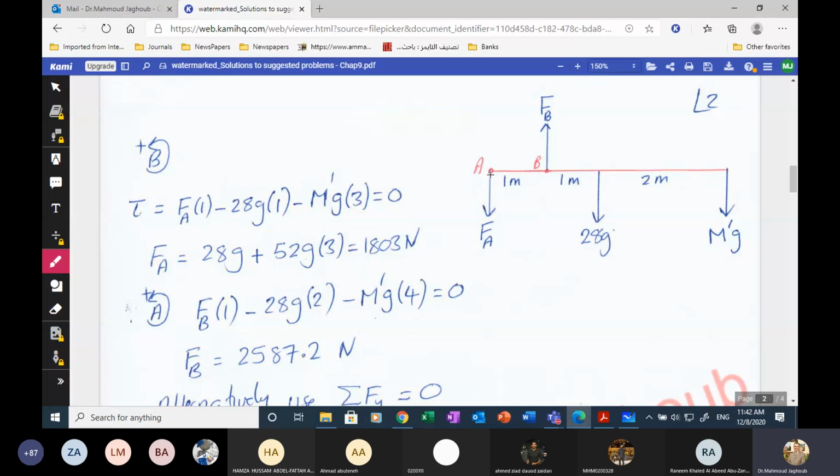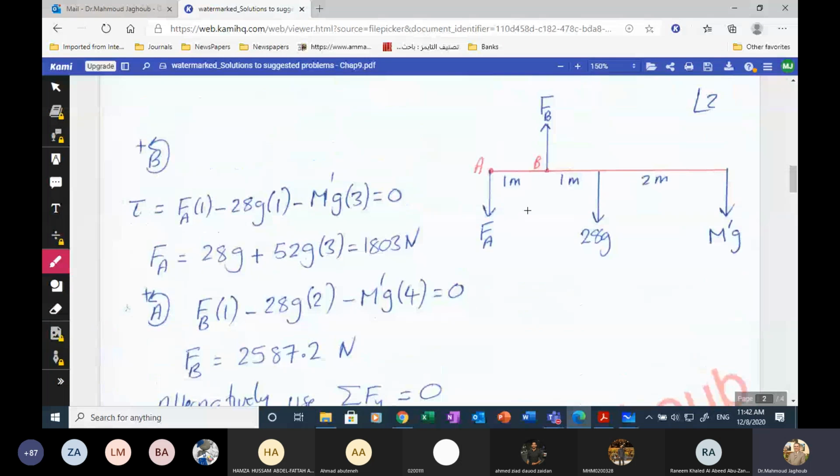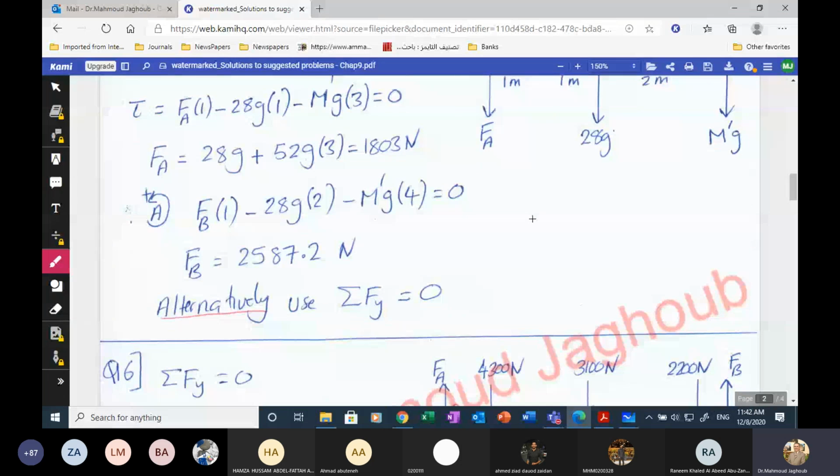If you take torque about point A, you get FB. And if you take torque about B, you get what? You get FA. So I've done it this way, and you have the solutions. Alternatively, after finding one of the forces, either FA or FB, you can say that the sum of all forces equals to what? Equals to 0.